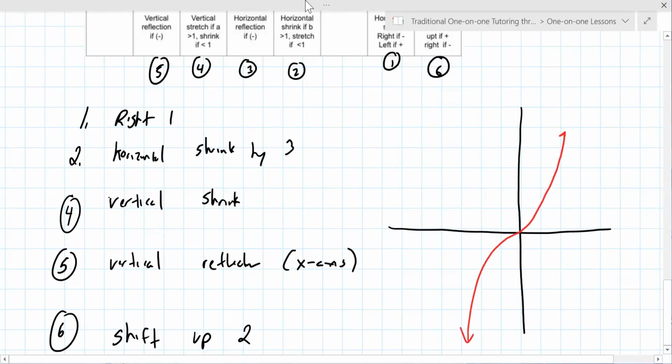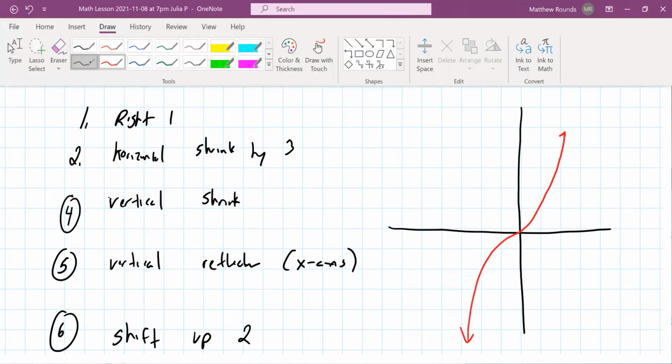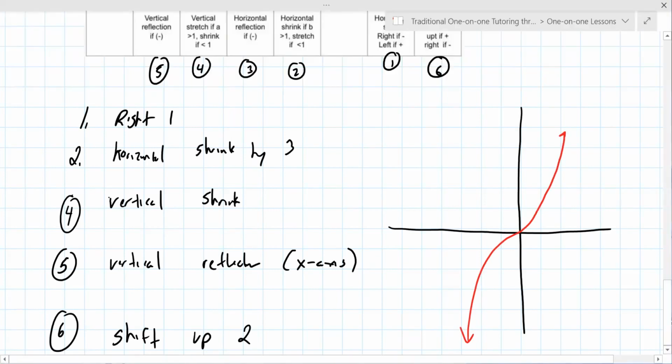Okay, now what's going on here with this new one? Well, left, right, up, down are a good place to start. Right 1 and up 2. And then it's shrunk vertically, and it's reflected across the x-axis here. So it ends up looking like something like this.